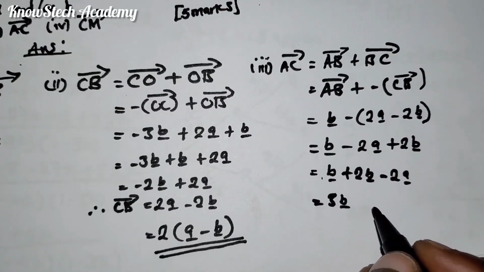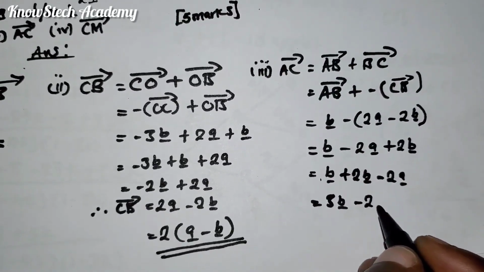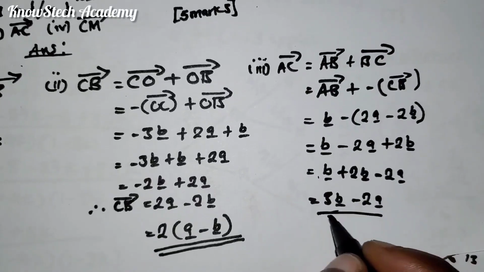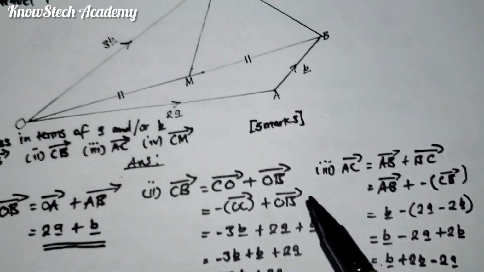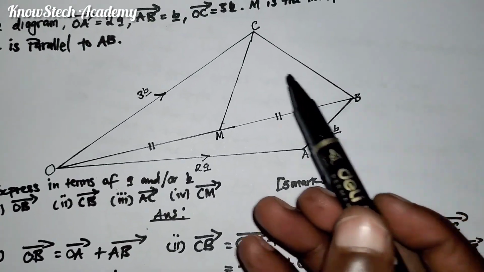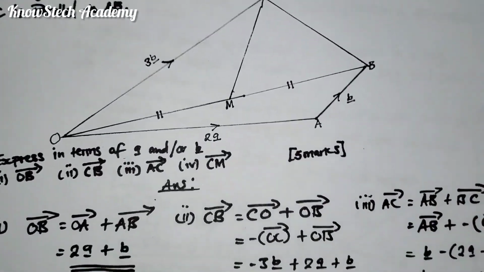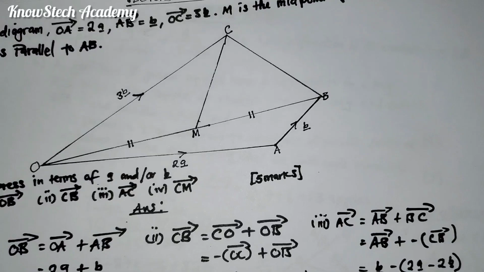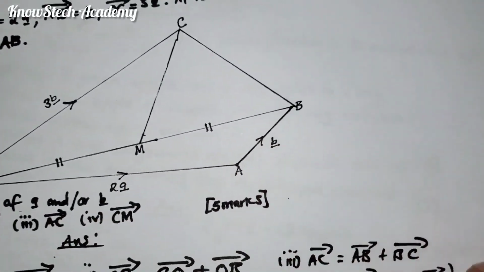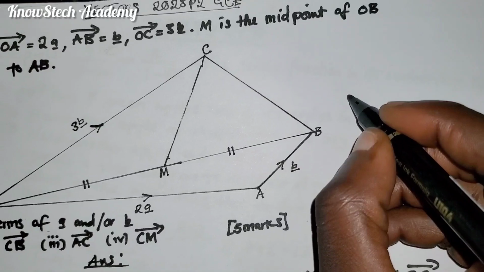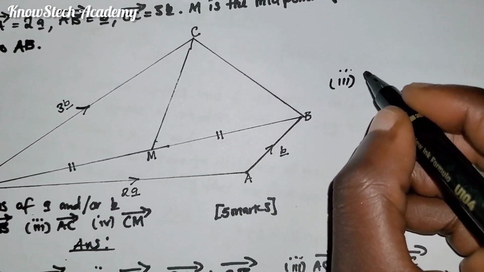B minus 2 vector A, and this is the answer. Now, this is what we found if we move this side. Alright, now what are we going to find if we move A, O, or C? Since it's still question 3, I'm just showing you.